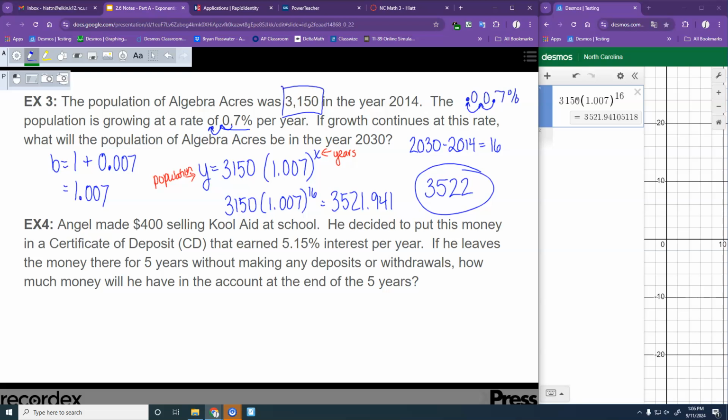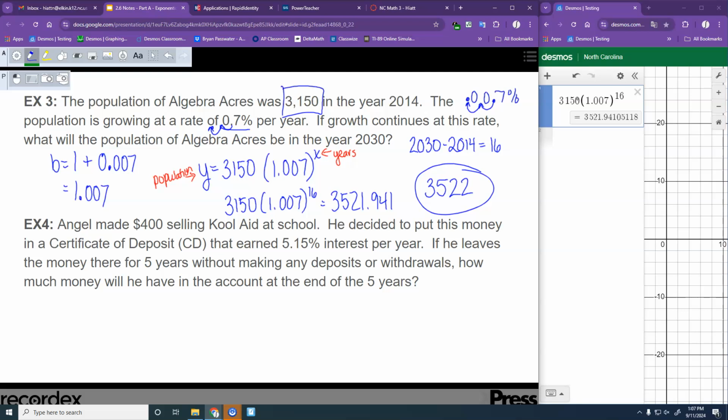Okay. Now let's look at our last problem. So we'll continue our theme of seeing how Angel's doing on his Kool-Aid sales. So let's say Angel makes $400 selling Kool-Aid at school. He decides to put this money in a certificate of deposit, a CD, that earns 5.15% per year, interest per year. If he leaves the money there for 5 years without making any deposits or withdrawals, how much money will he have in the account at the end of the 5 years?